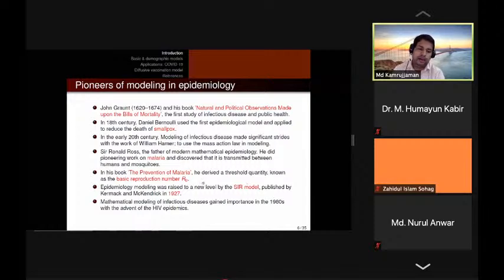And next, epidemiology models were raised to a new level by the SIR model, published by Kermack and McKendrick in 1927. If we compare 1927 and now, 2020, it is around 100 years of the modeling area of mathematical biology. And finally, in 1980, there was another invention, the HIV epidemic.